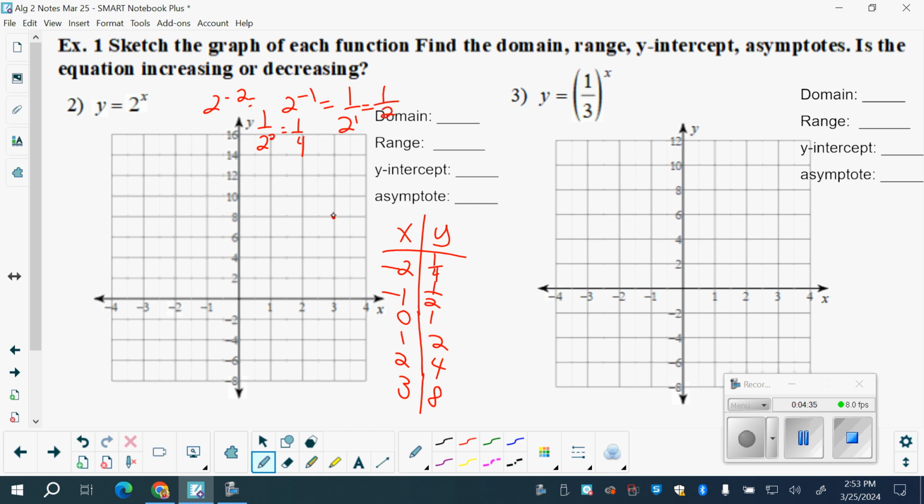3, 8, 2, 4, 1, 2. So now on this y-axis, it goes by 2. So when I do 0, 1, I have to go halfway between the 0 and the 2. And then a -1 is 1/2, about like that. And then -2 is 1/4, even closer to that line.